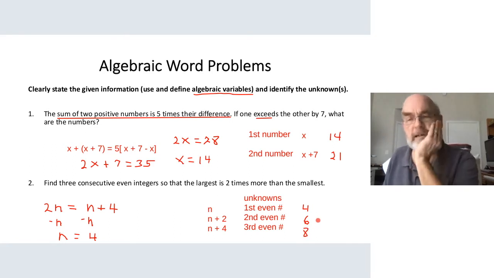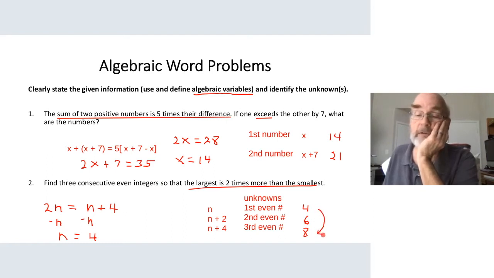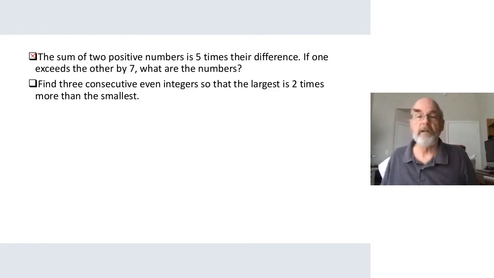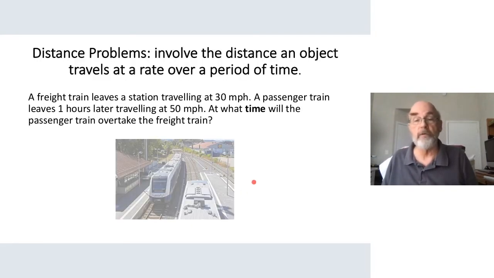And we also should double check to make sure that it satisfied the condition. So it says that the largest is 2 times the smallest. And it really is. You can see that the largest number is 2 times the smallest, just to double check to make sure our answer makes sense. So that's it. That was a quick walkthrough of the process of problem solving using the algebraic approach.